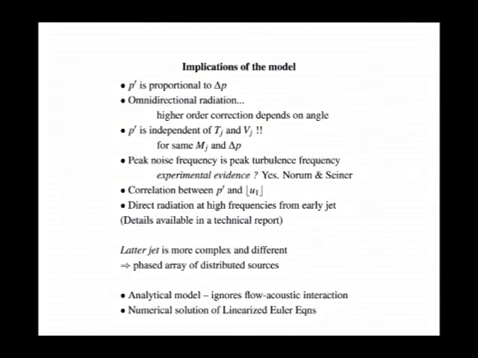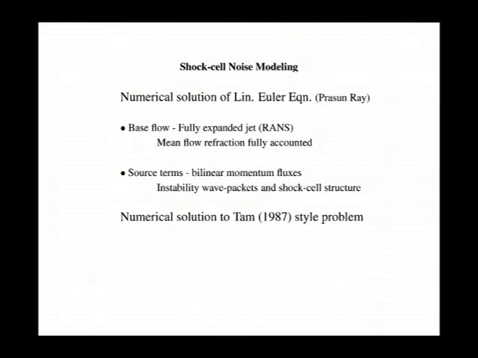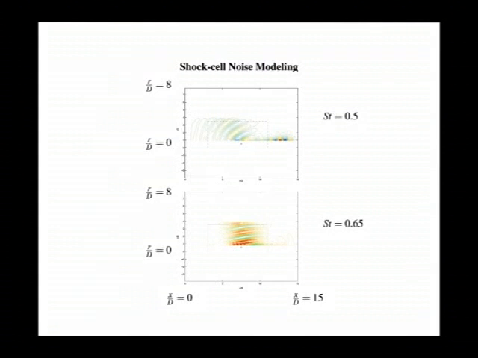I want to end by indicating that we have also considered a more complete model where we solve numerically the linearized Euler equations, where source terms are the bilinear momentum fluxes involving the interaction of instability waves with the shock cell structure. This is essentially a numerical solution to a problem that Tam in his paper posed. It was not possible at that time to solve the problem. Now we have effective numerical ways to solve that problem.